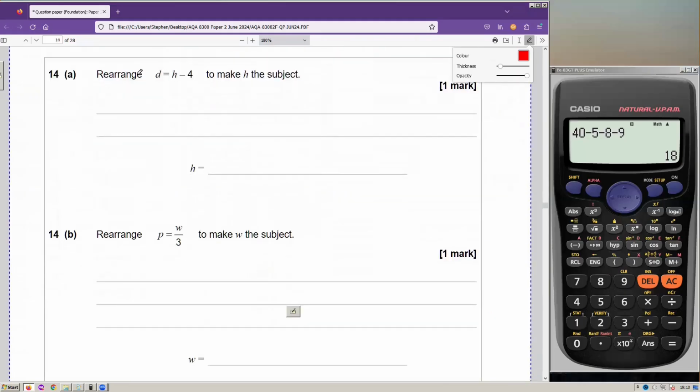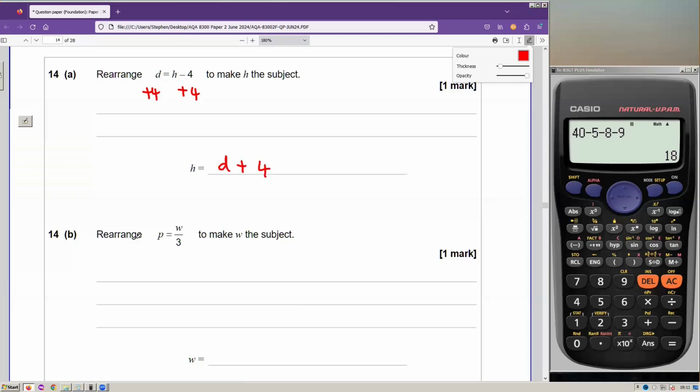Bit of algebra. They want to make h the subject. Doesn't matter which side of the equation it is. We've got an equal sign in the middle. We have to balance it. What we do to one side, we must do to the other. We want to get h on its own. Add 4 to both sides. Add 4. So we get h equals d plus 4.